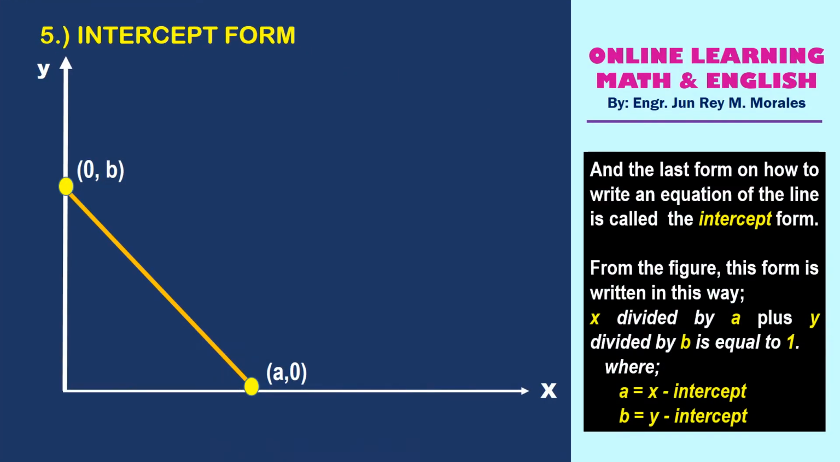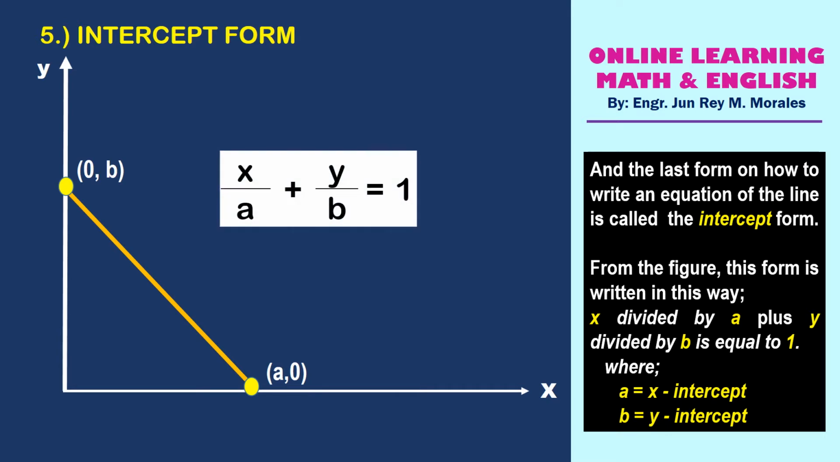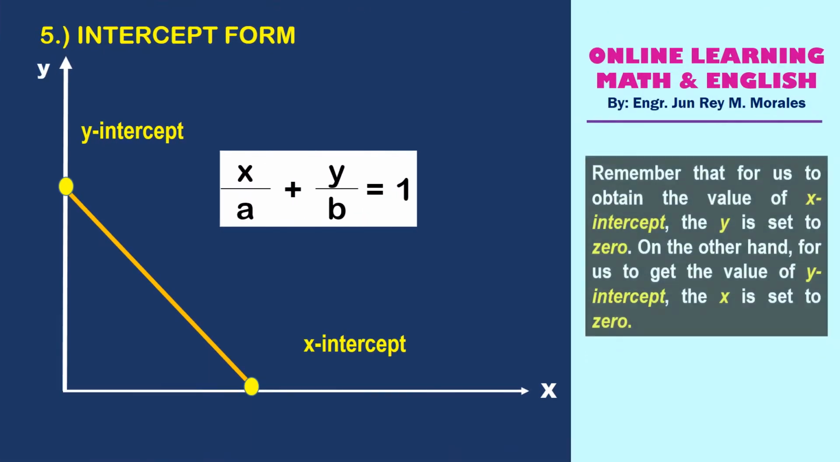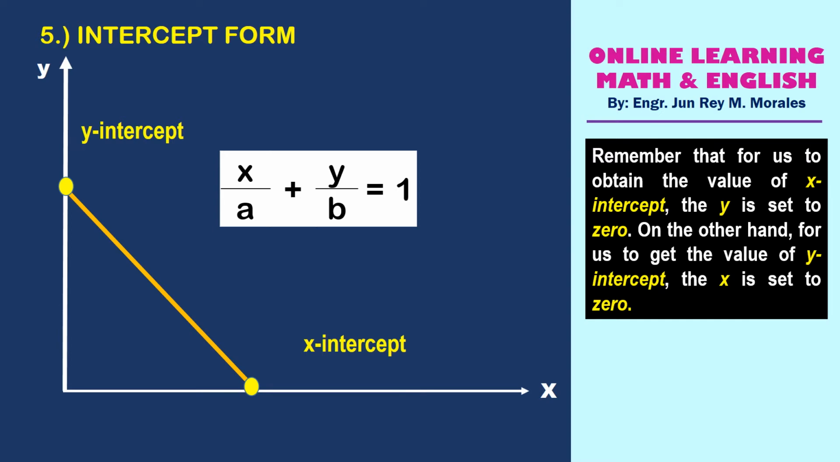And the last form on how to write an equation of the line is called the intercept form. From the figure, this form is written in this way. x divided by a plus y divided by b is equal to 1, where a is equal to the x-intercept and b is equal to the y-intercept. Remember that to obtain the value of the x-intercept, y is set to 0. On the other hand, to get the value of the y-intercept, x is set to 0.